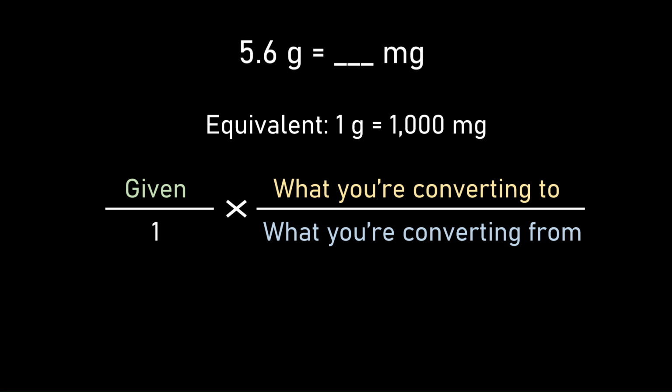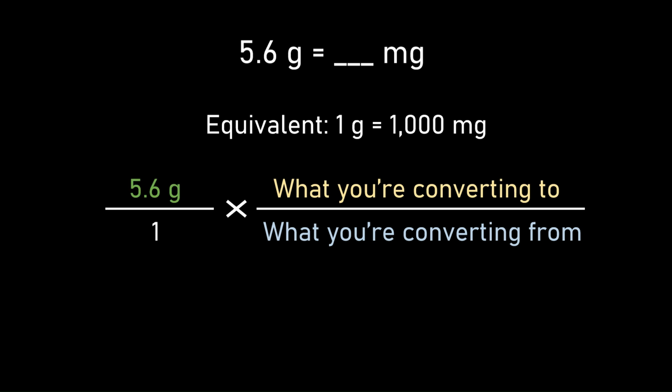In most cases, a question will only provide you with one full set of information like we see here. The question has two components, 5 and 6/10 grams and an unknown number of milligrams. Only one of these pieces of information is complete. So our given in this case is 5 and 6/10 grams.